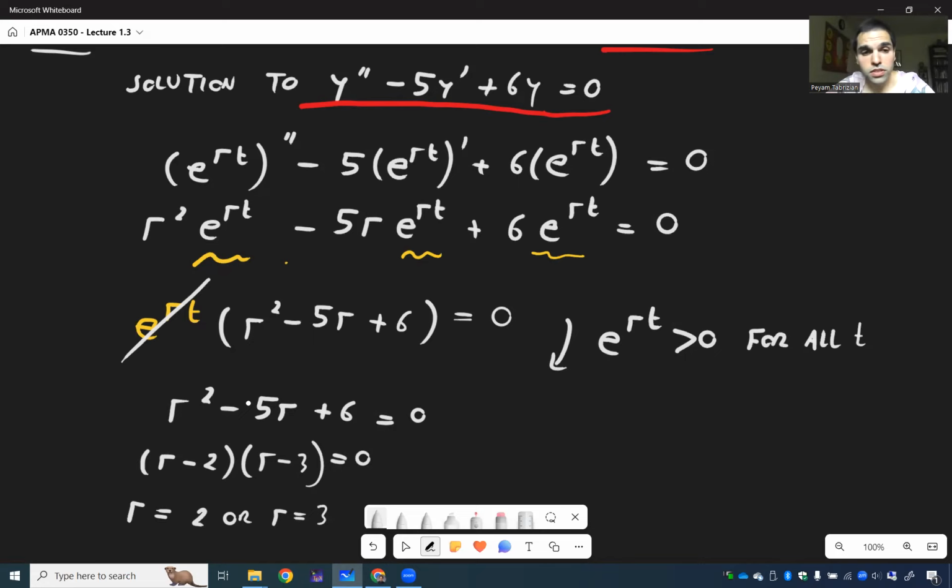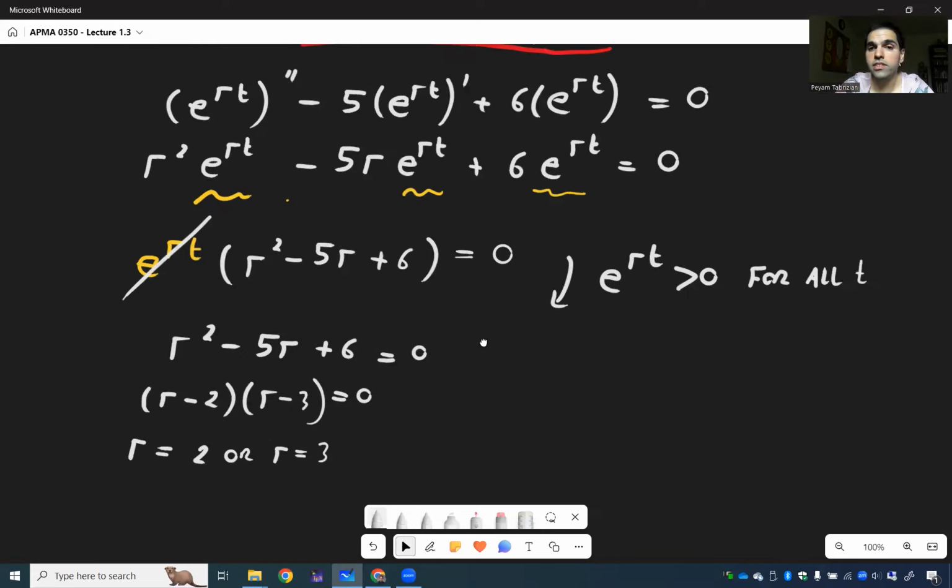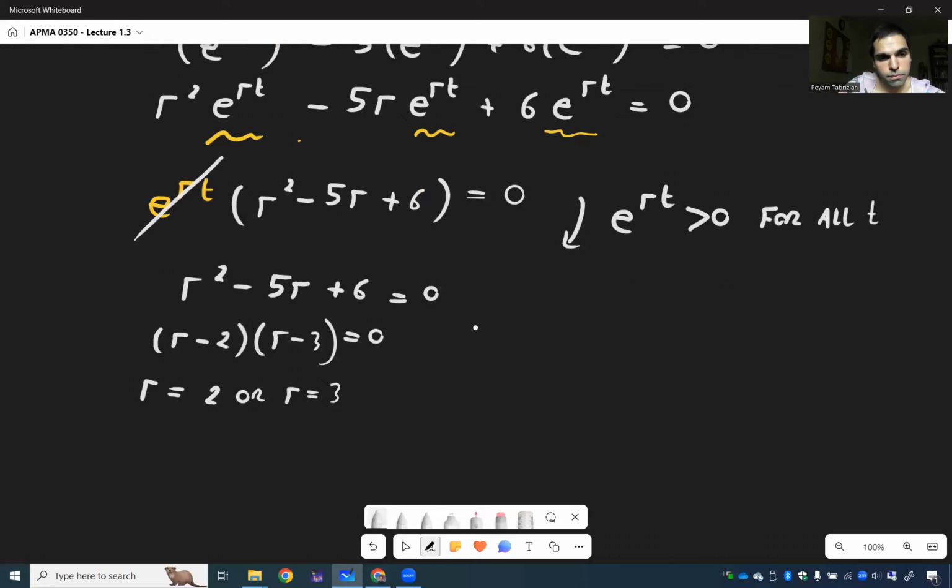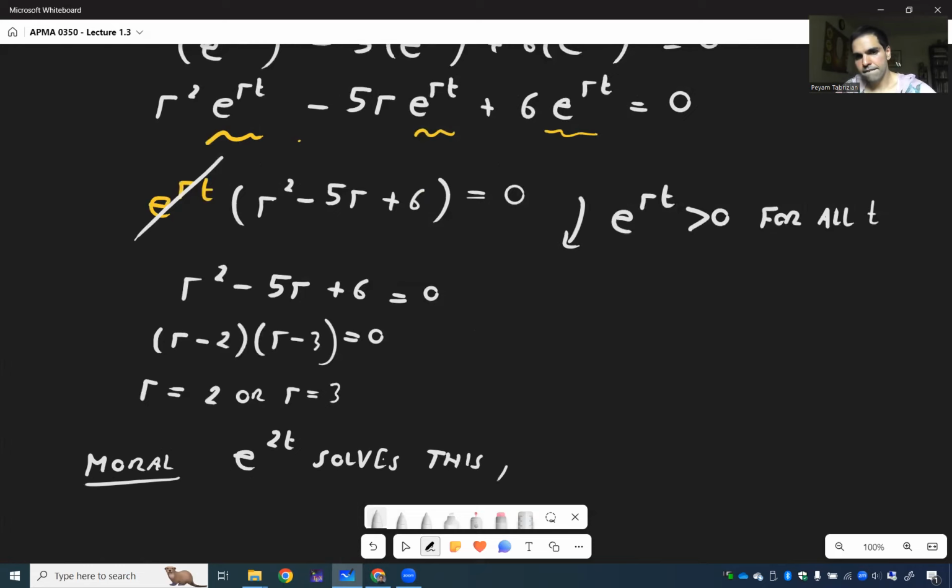So what this tells us is, well, e to the 2t solves this and e to the 3t. Because that's for r equals 2. And e to the 3t.